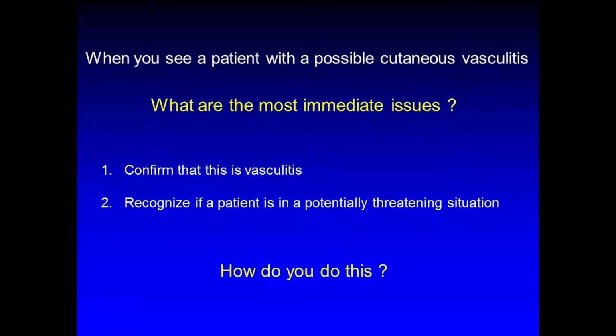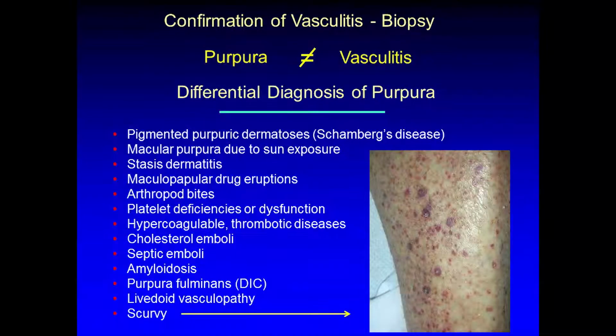So when you see a patient with cutaneous vasculitis, what are the most immediate issues? Well, we want to confirm that this is indeed vasculitis and recognize if this is a patient who's in a potentially threatening situation. So how do we do this? Well, again, I think as this group is very familiar with, purpura is not equivalent to vasculitis, even though I've mentioned this. And there is a whole range of different disease entities that can present with a purpuric appearance.